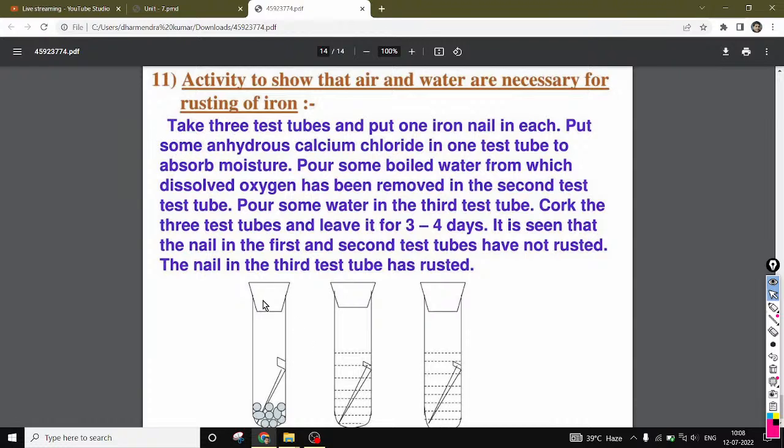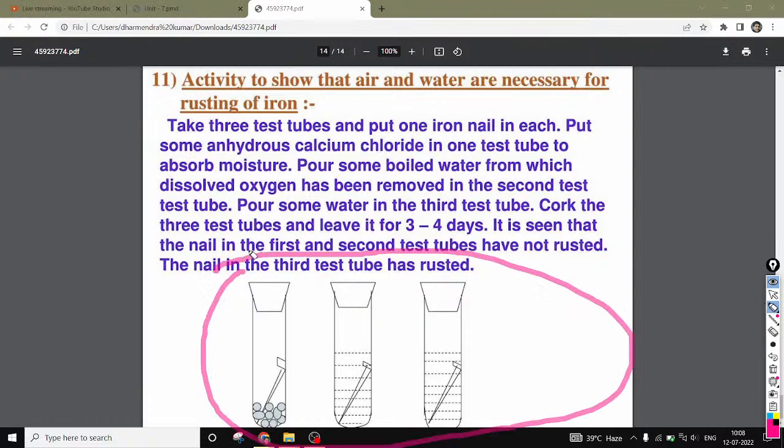Take three test tubes. Here three test tubes are taken, right? And in each test tube, put one iron nail. In all these three test tubes, one iron nail is put here, right? And put some anhydrous calcium chloride in one test tube to absorb moisture, right? So here anhydrous calcium chloride is taken.